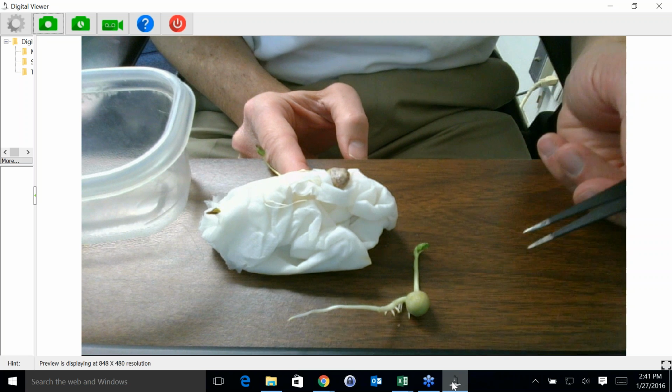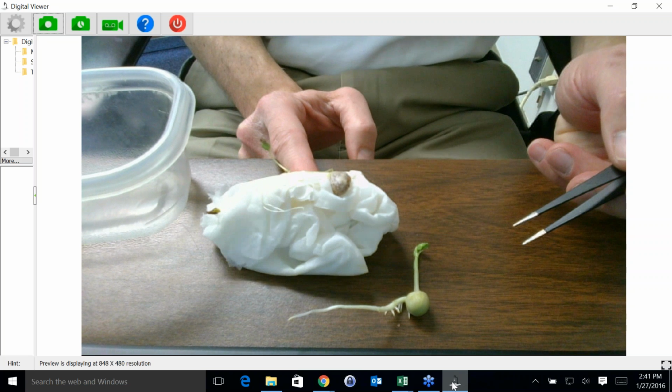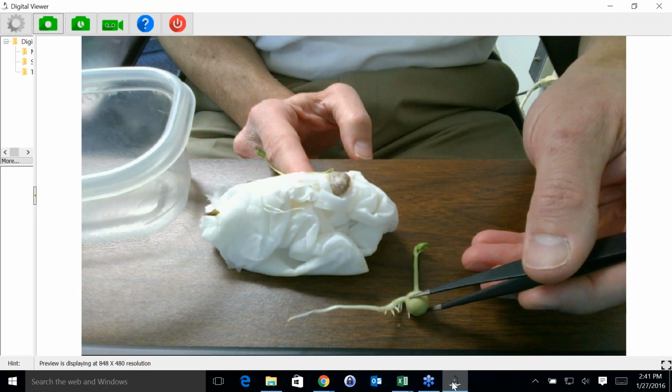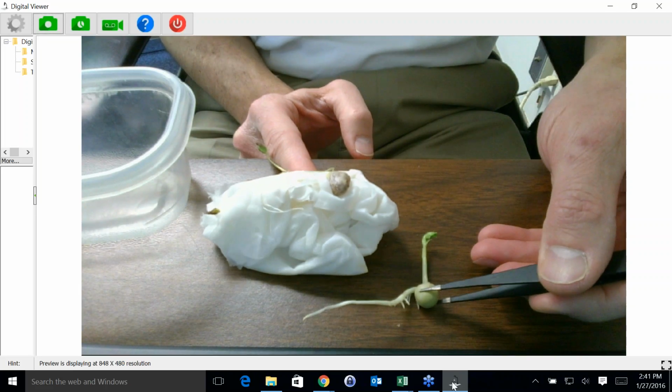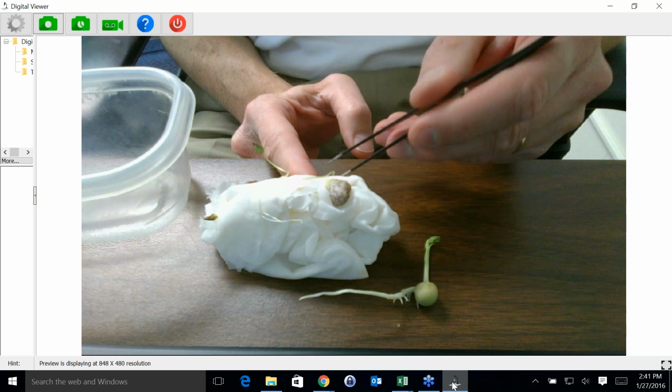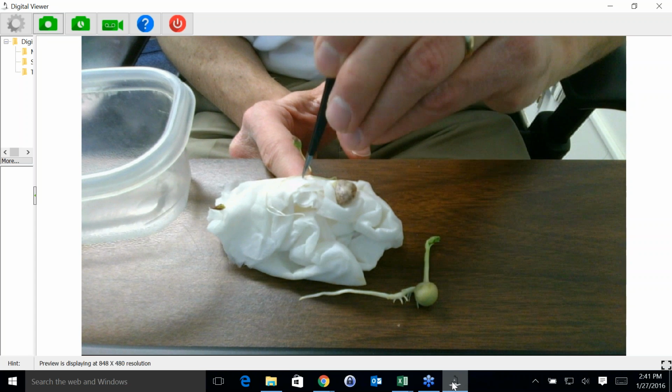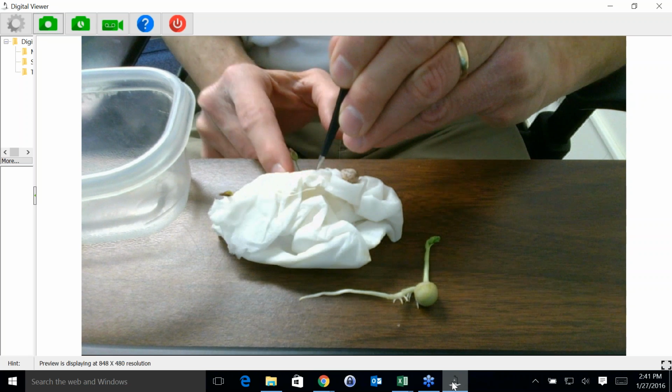This is pretty cool, huh? Yeah. So let's see. I think it's really interesting how the plant is growing so straight right now.